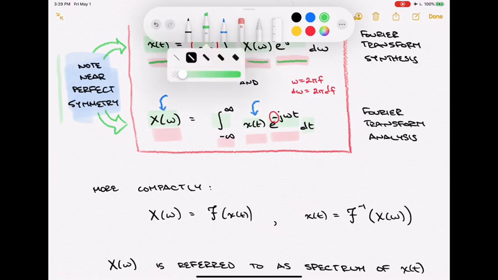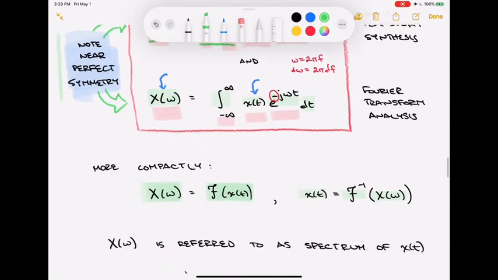We can write this in a little more compact way. I can say that my Fourier transform X of omega, that's the spectrum, is a script F, right? The Fourier transform of little x of t. So that script F would be read the Fourier transform of. So I could say my spectrum X of omega is the Fourier transform of x of t. In the other direction, I could say that my time domain signal x of t is the inverse Fourier transform of X of omega, right? Something along those lines. So just a little bit shorter hand notation.